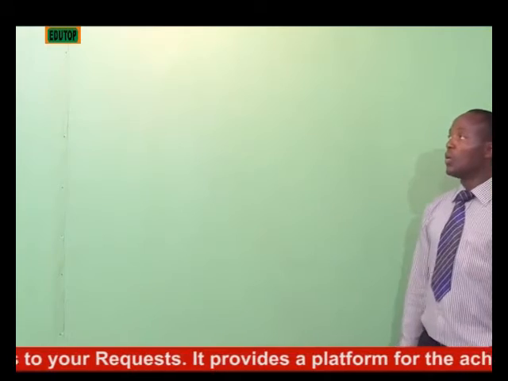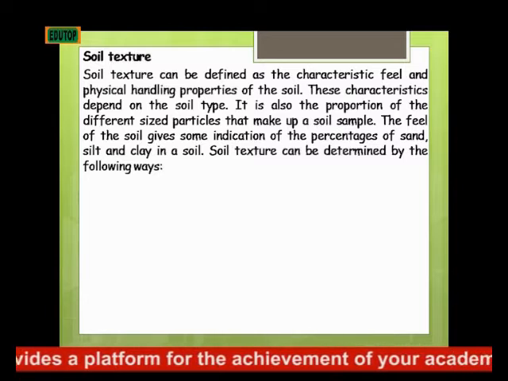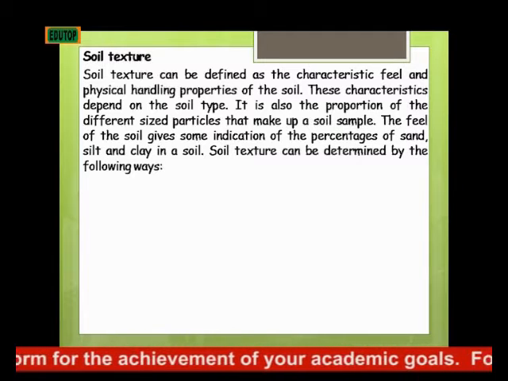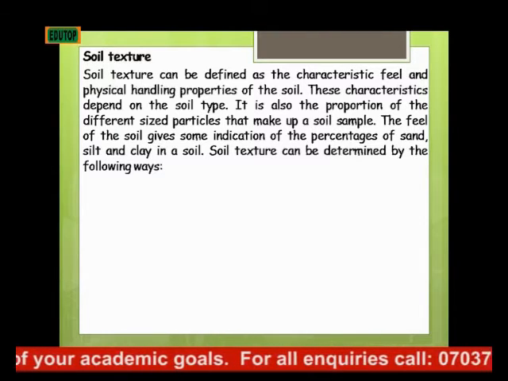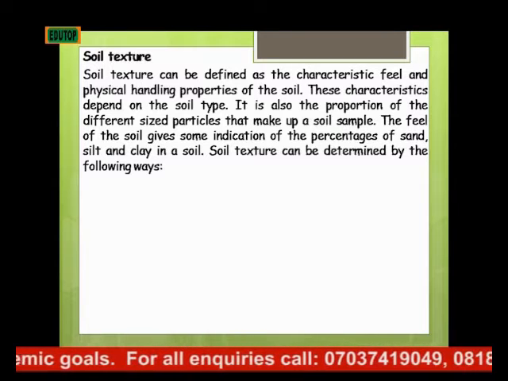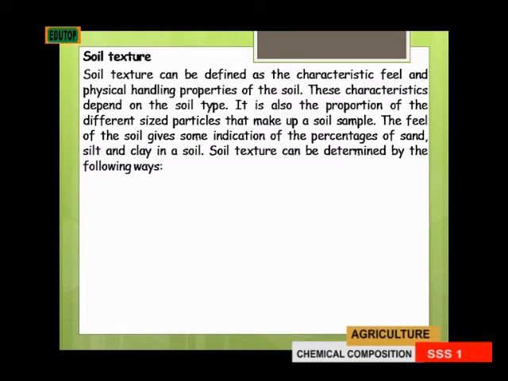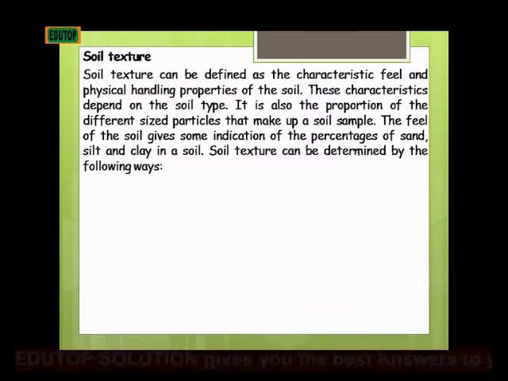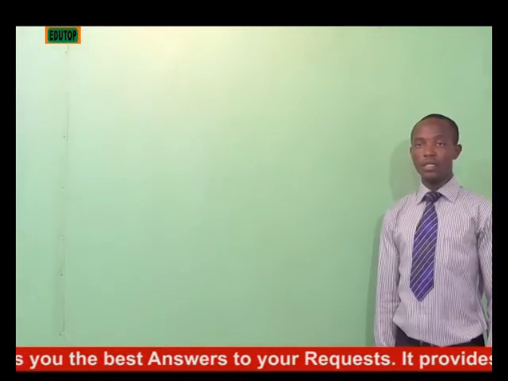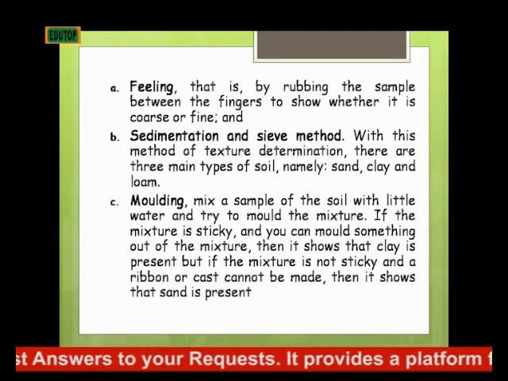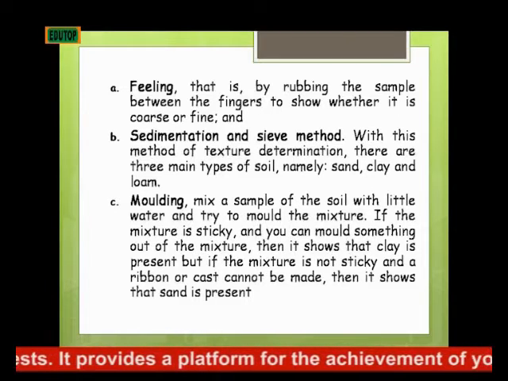Then our next subtopic will be soil texture. Soil texture can be defined as the characteristic feel and physical handling properties of the soil. These characteristics depend on the soil type. It's also the proportion of the different size particles that makes up a soil sample. The feel of the soil gives some indication of the percentages of sand, silt, and clay in the soil. Soil texture can be determined in the following ways. Number one is feeling, that is, by rubbing the sample between the fingers to show whether it is coarse or fine, or by sedimentation and sieve method.